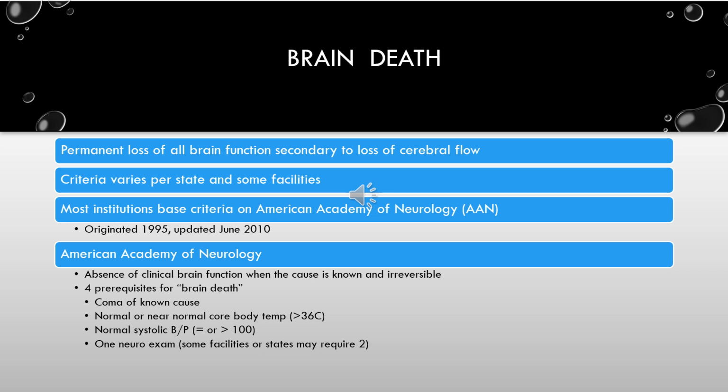Normal or near normal core body temperature. So you need to have everything else regulated in the body with no brain function, okay? Normal systolic blood pressure, greater than 100. And 1 neuroexam. Some facilities or states may require 2 to determine brain death. These are the 4 criteria or prerequisites used to determine brain death.